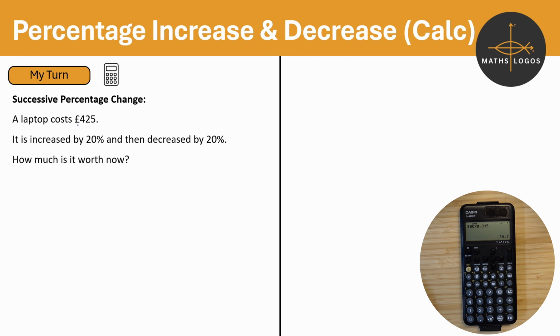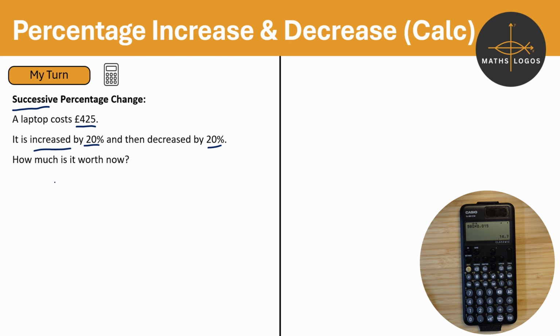Our next example is a successive percentage change, which means there's more than one percentage change in the question. A laptop costs £425. It is increased by 20% and then decreased by 20%. How much is it worth now?